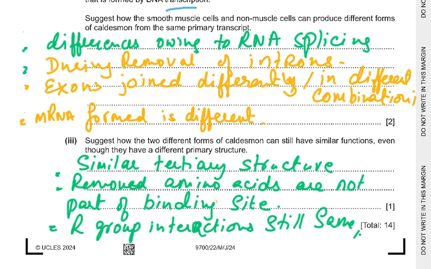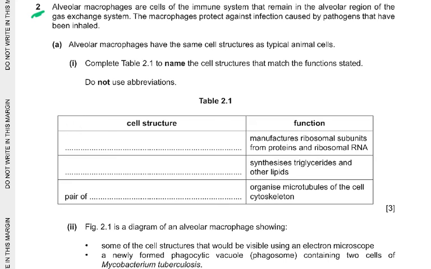Question number 2. Alveolar macrophages are cells of the immune system that remain in the alveolar region of the gas exchange system. The macrophages protect against infection caused by pathogens that have been inhaled. Alveolar macrophages have the same cell structure as typical animal cells. Complete table 2.1 to name the cell structure that matches the function stated. Do not use abbreviations. Manufacture ribosomal subunits from proteins and ribosomal RNA: nucleolus.